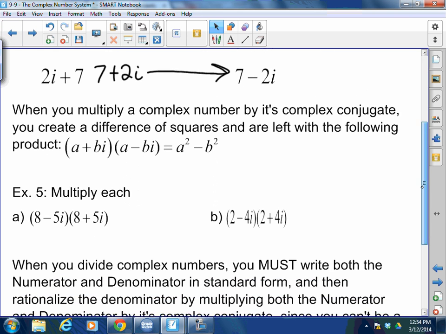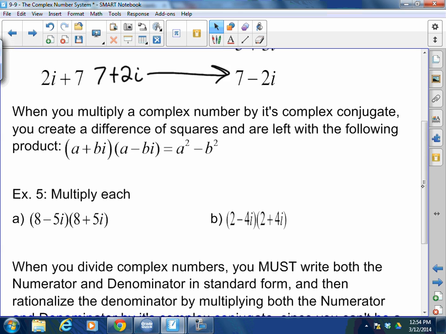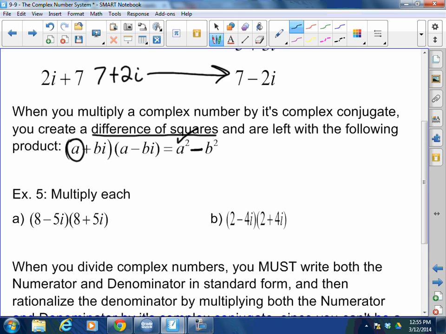Now, what happens when you multiply conjugates? Just like I showed you in the example before. When you multiply a complex number by its conjugate, or for that matter, when you multiply a radical that has a sum or a difference by its conjugate, same thing happens. You create a difference of squares and are left with the following. First term squared minus second term, not the i, just the b, second term squared.